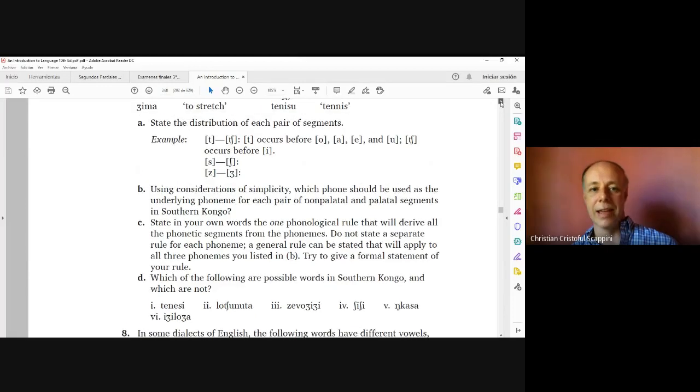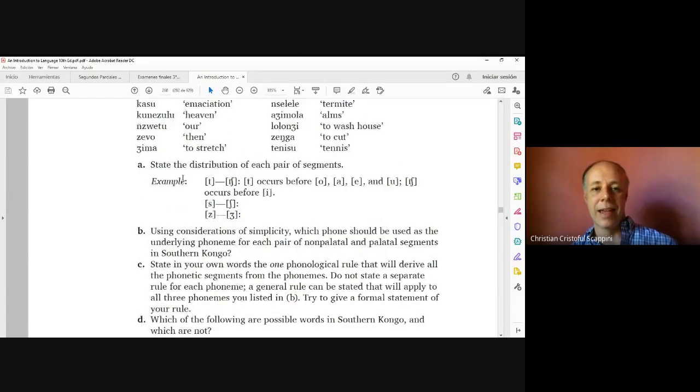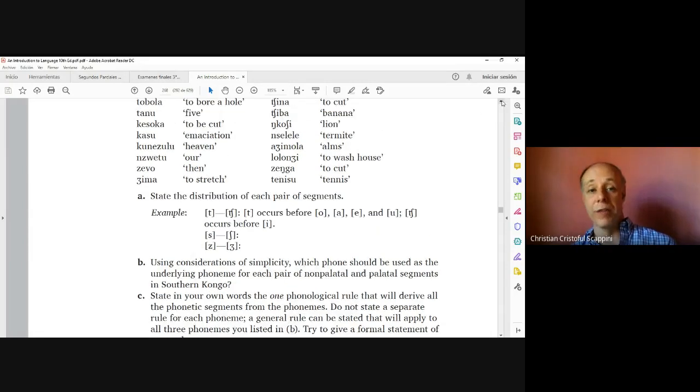Number 1, A says, state the distribution of each pair of segments. For example, t and ch, the t occurs before such-and-such. This is a T diagram, what I call a T diagram. Where does each sound occur? It's because they are allophones and we know that already.